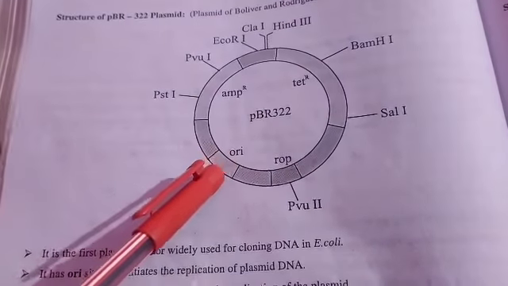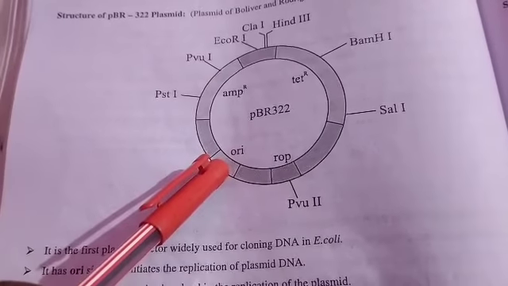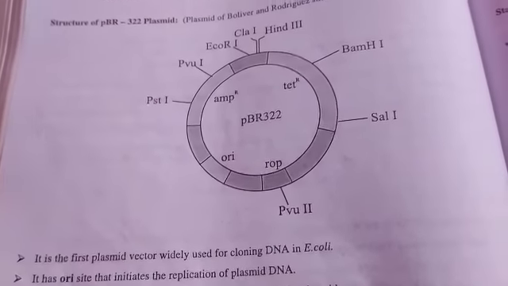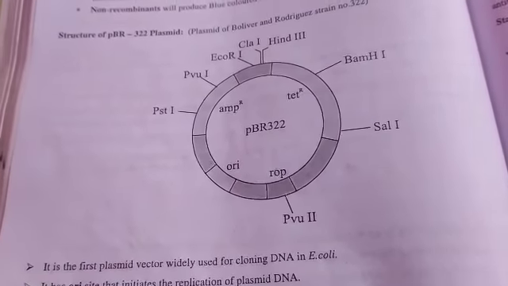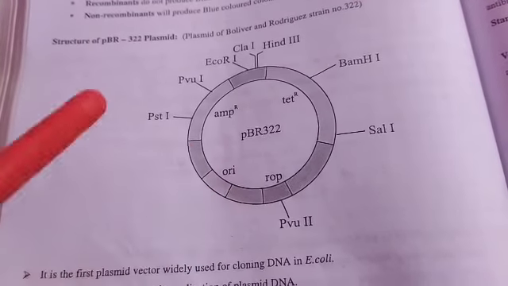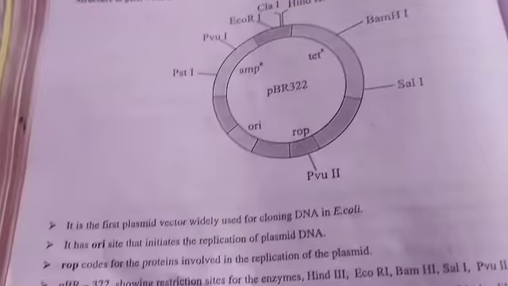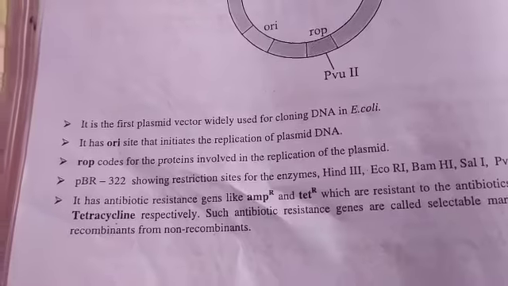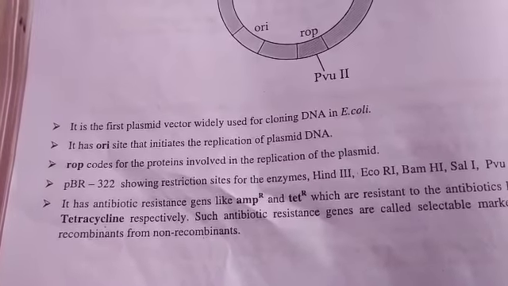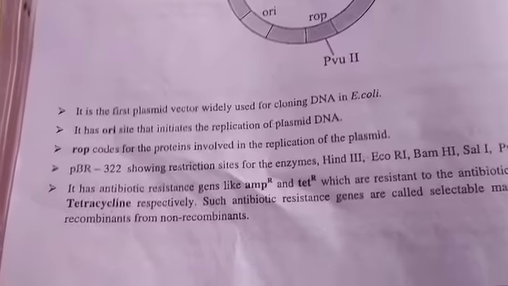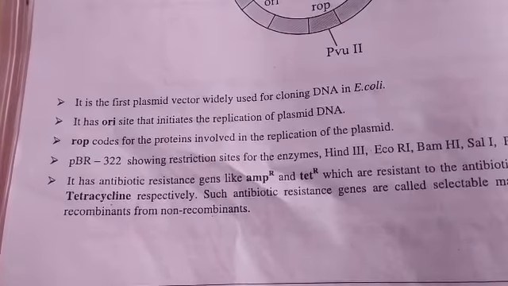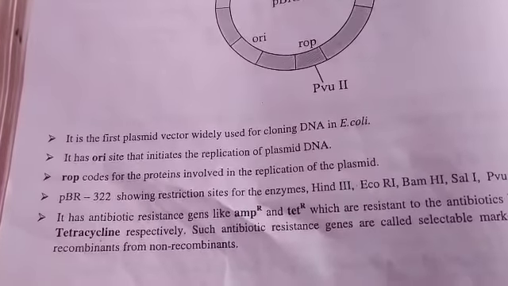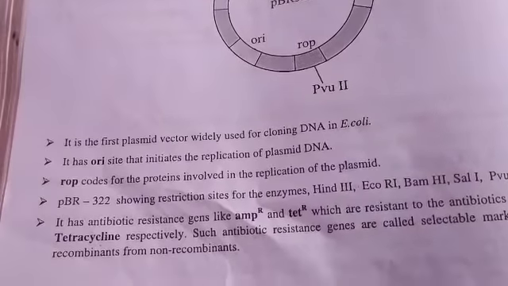Here you can see the ORI site, exactly at this site self-replication takes place, the origin of replication. The desired gene is inserted here. It is the first plasmid vector. It is called a vector because it carries the desired gene, and it is widely used for cloning DNA in E. coli. It contains a special site that initiates replication of plasmid DNA. ROP codes for a protein involved in the replication of the plasmid.